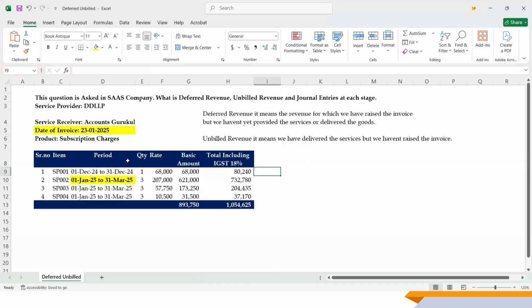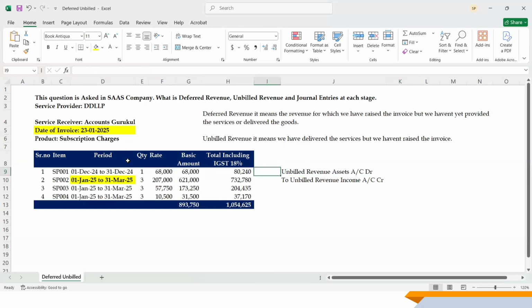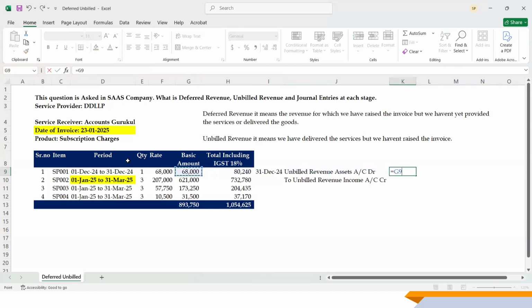So your journal entry is going to be, that's unbilled revenue assets account debit to unbilled revenue income account credit. This entry you have to do as on 31st December 24. This is only for your basic amount. That's the unbilled revenue assets account debit to unbilled revenue income account credit, that's the 68,000. Now, this is the entry you have to do in the books of account.